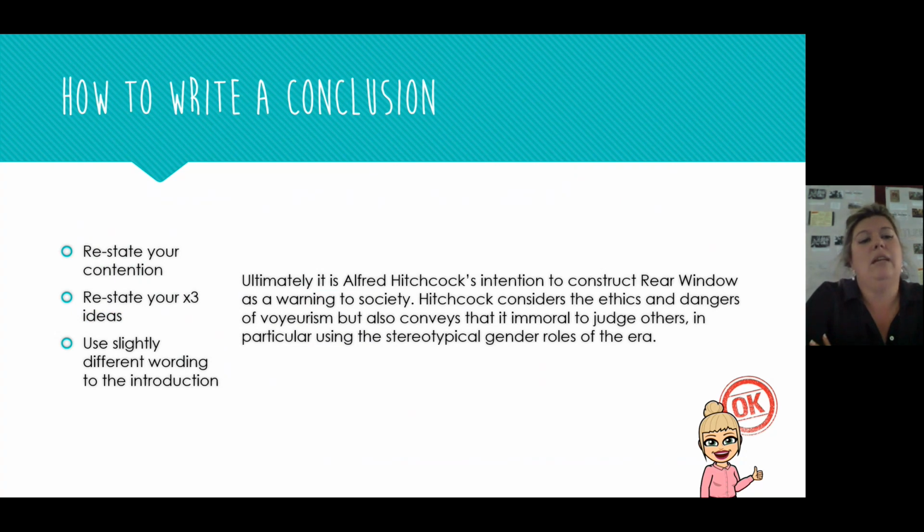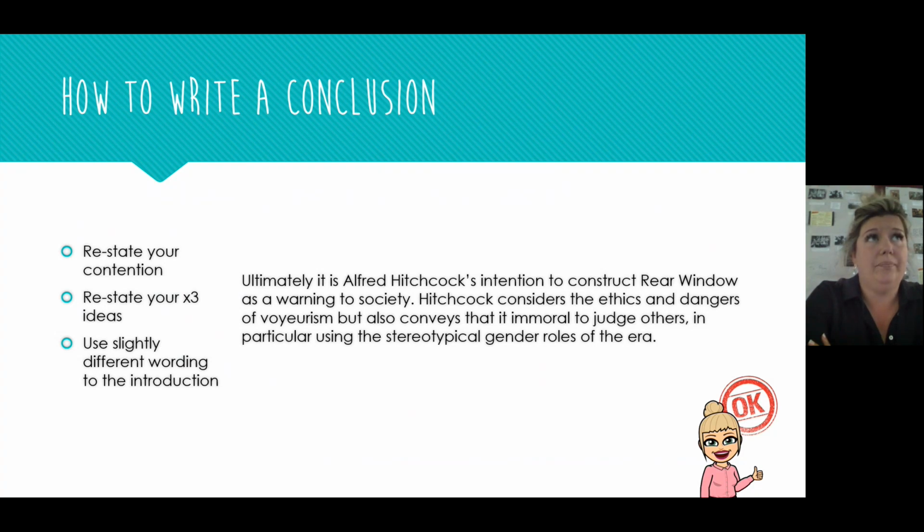The last thing that you will need for your assessment is how to write a conclusion. An analytical essay is not complete without a conclusion, but the conclusion should be brief. You don't want to spend a lot of time restating everything that you've just told us in detail. Essentially, you just need to restate what your main contention was, recap your ideas, and use slightly different wording from the introduction.